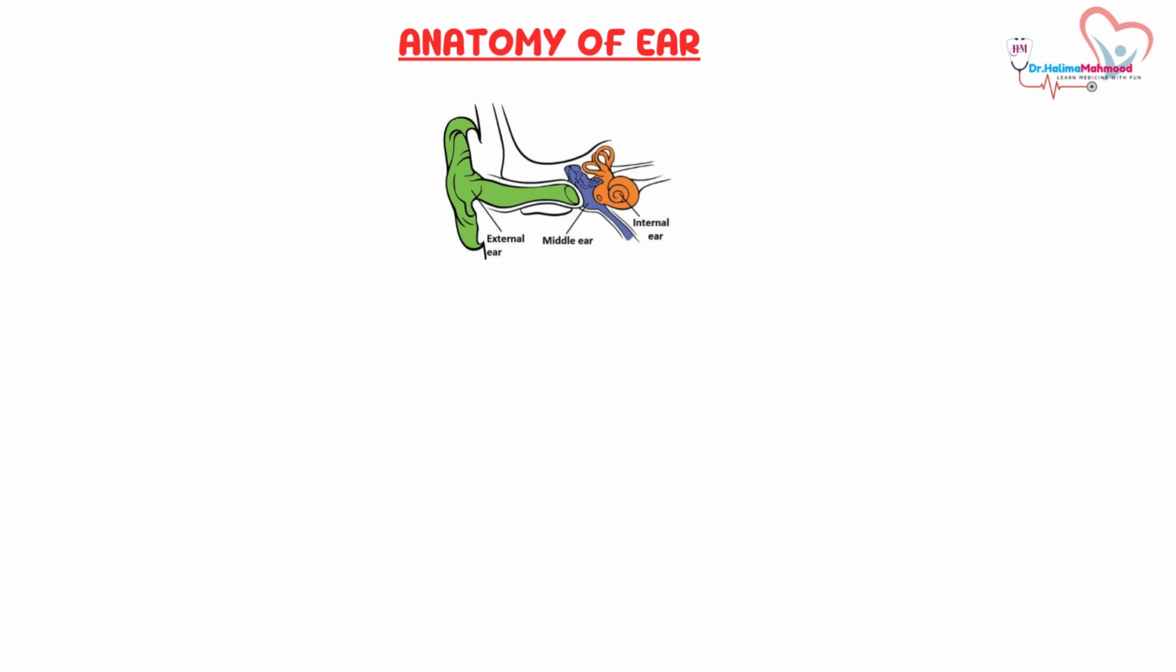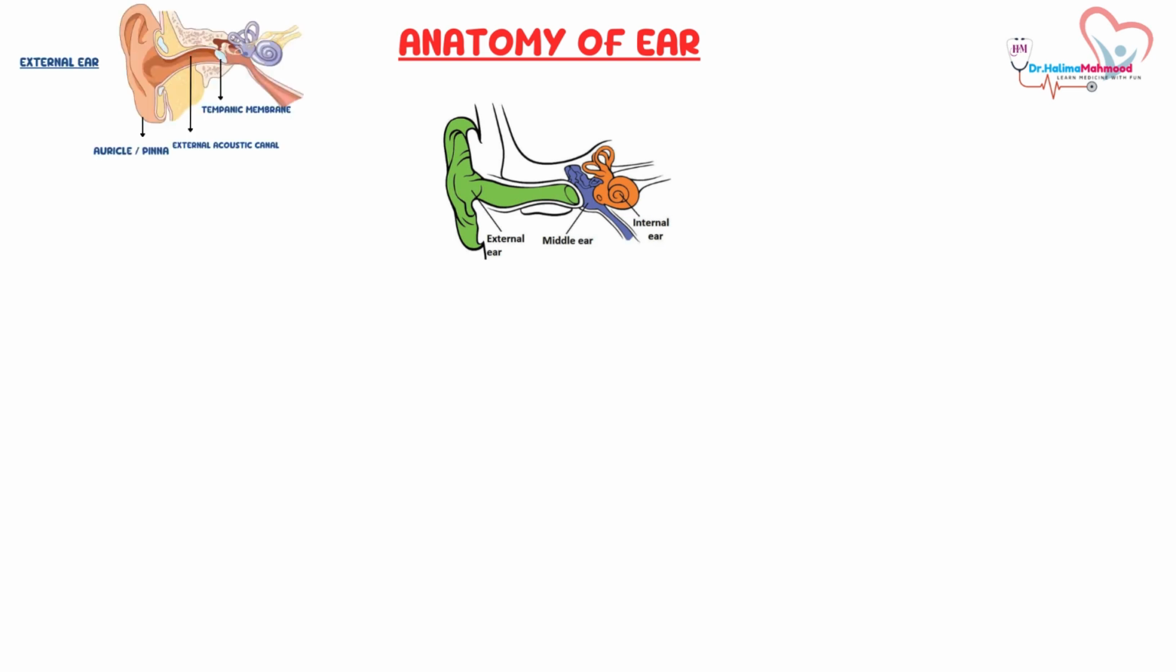The external ear consists of further parts. The outermost part is the auricle, that is also known as pinna. The middle part is the external acoustic canal, and the innermost part is the tympanic membrane. Auricle and pinna is the outermost part of the external ear. It is composed of yellow elastic cartilage and the skin. This cartilage is absent in two areas, lobule and incisura terminalis.